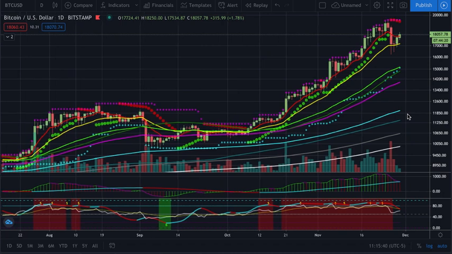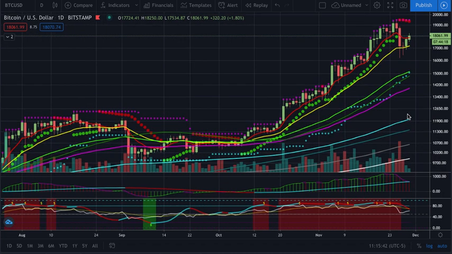You can use whatever you want. In traditional markets, people tend to use simple moving averages. In crypto, because of the more volatile price movements, people tend to use exponential moving averages. So that's the most basic explanation of it, and that's why you'll see I have two green ones, two blue ones, and then one of everything else.